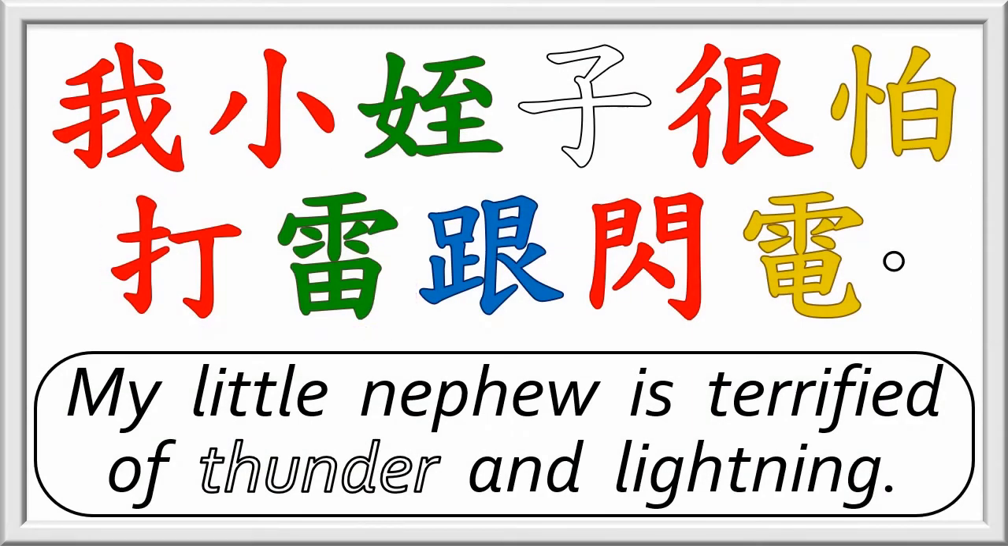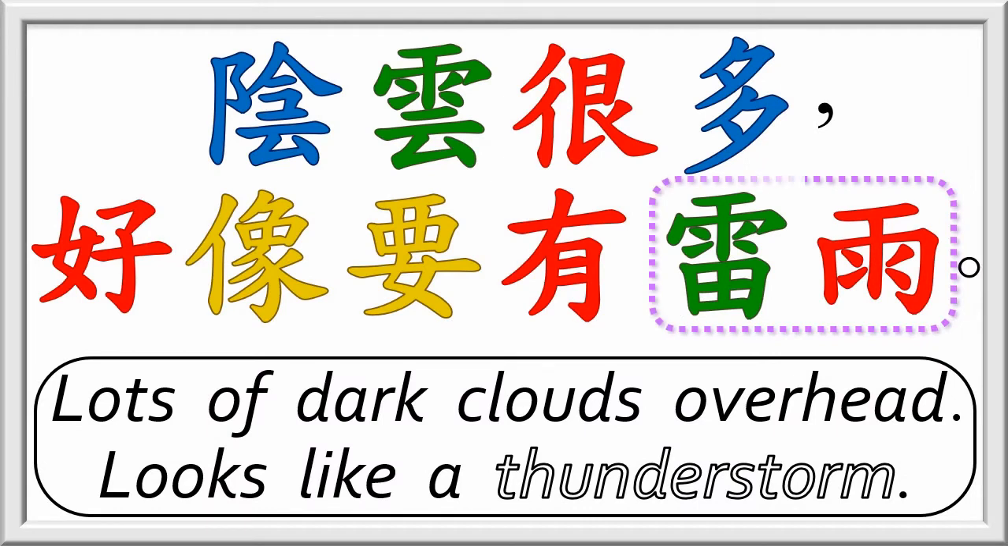Neither rice fields nor baby heads, this triple wheel element, pronounced lei, was eventually reduced to just 1 wheel, and imparted that pronunciation to rolling thunder. Lei, lei. The verb phrase for to thunder is 打雷. 我小侄子很怕打雷跟闪电. My little nephew is afraid of thunder and lightning. 阴云很多，好像要有雷雨. Lots of dark clouds overhead. Looks like a thunderstorm coming.